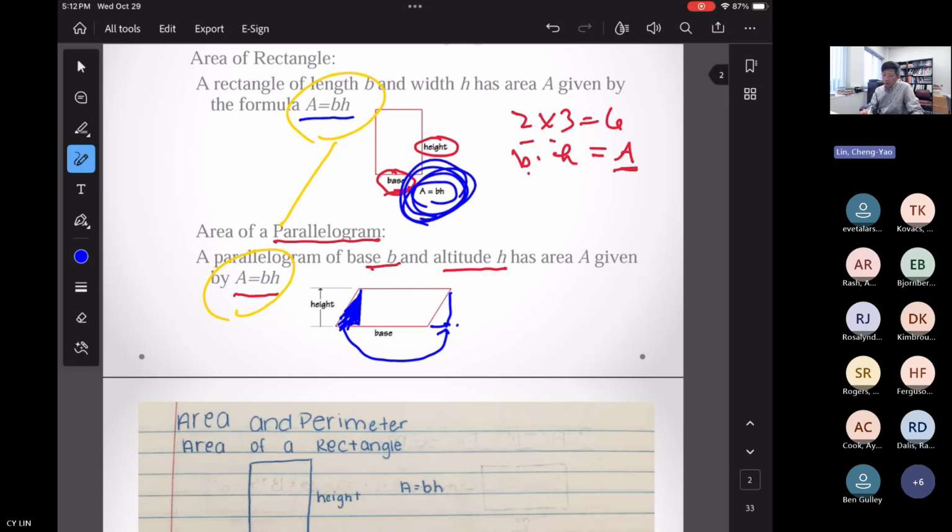That's why, because the area is base times height. So therefore, the area of a parallelogram is base times height. Does that make sense to you? That's why the area of a parallelogram and the rectangle have the same formula. Does that make sense to you? Yes, yes.